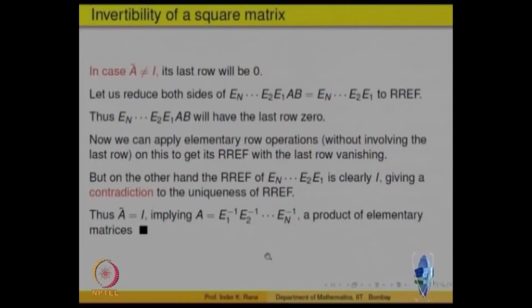So we have proved a theorem, namely that if A is a square matrix, n cross n, it is invertible if and only if it is a product of elementary matrices. So this gives us a method of not only saying something, actually proving also. Okay. So let us go ahead and look at some more examples.